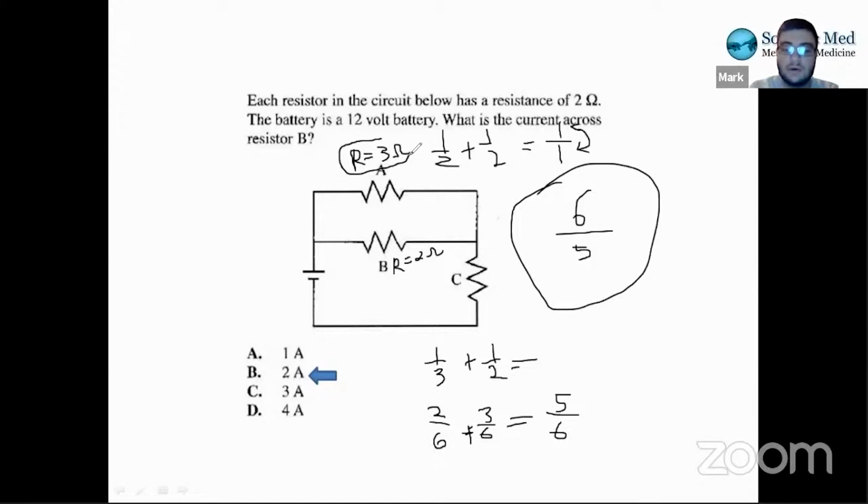Somebody asked how we got 3 ohms for resistance. I just made that up right now because somebody asked. Right now the question says they all have a resistance of 2 ohms, so A, B, and C are all 2 ohms. Somebody asked if they had different resistances, how would you solve that? So I just pretended that A was 3 ohms and B was 2 ohms, just to give different numbers.